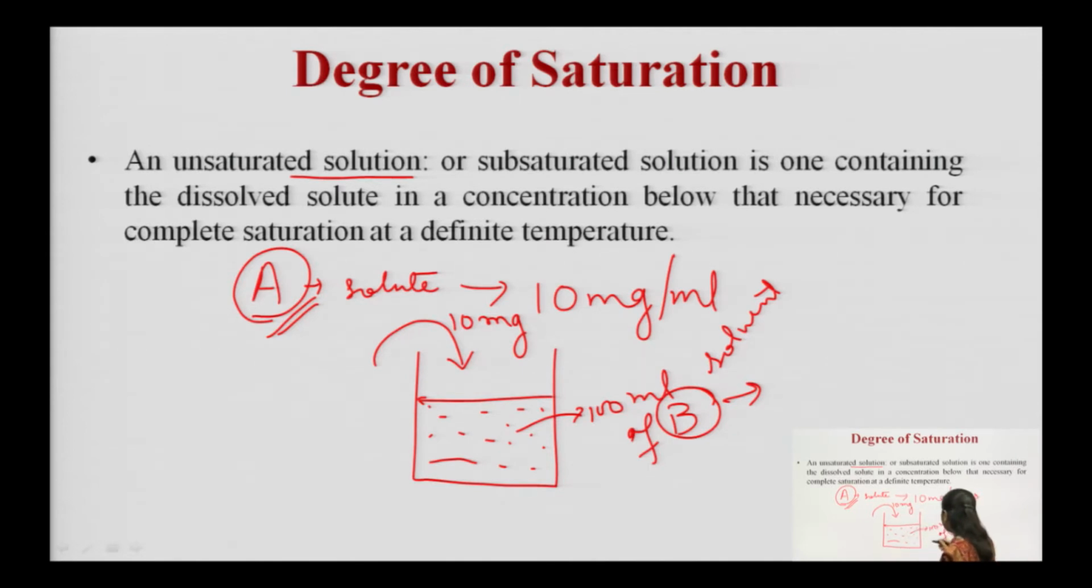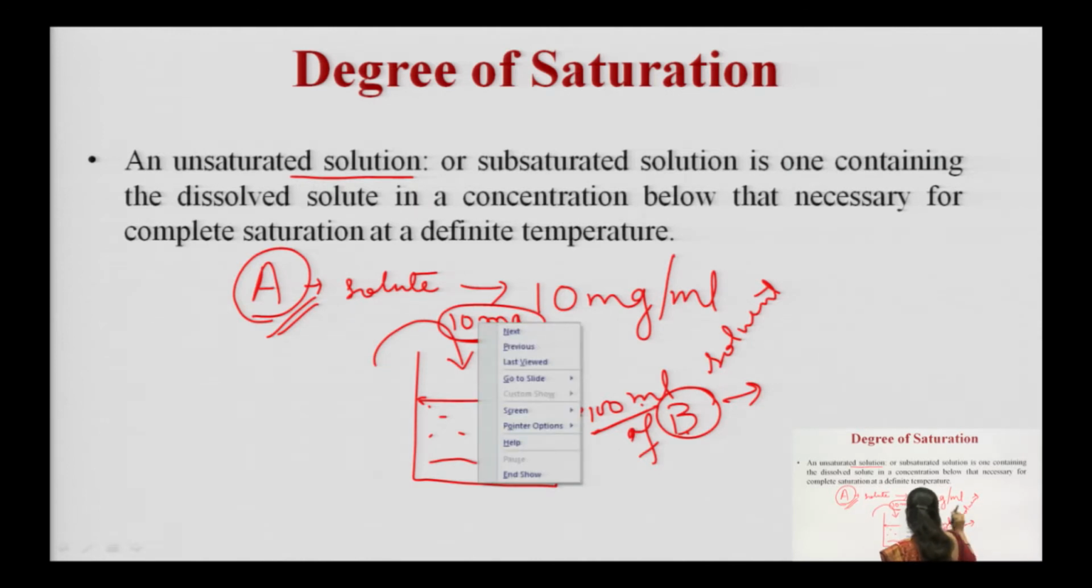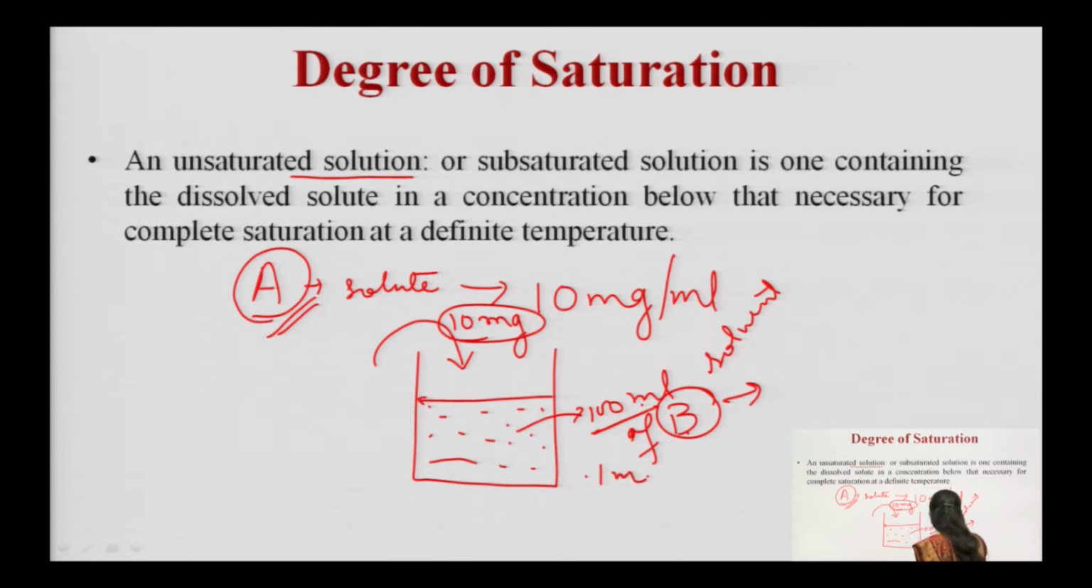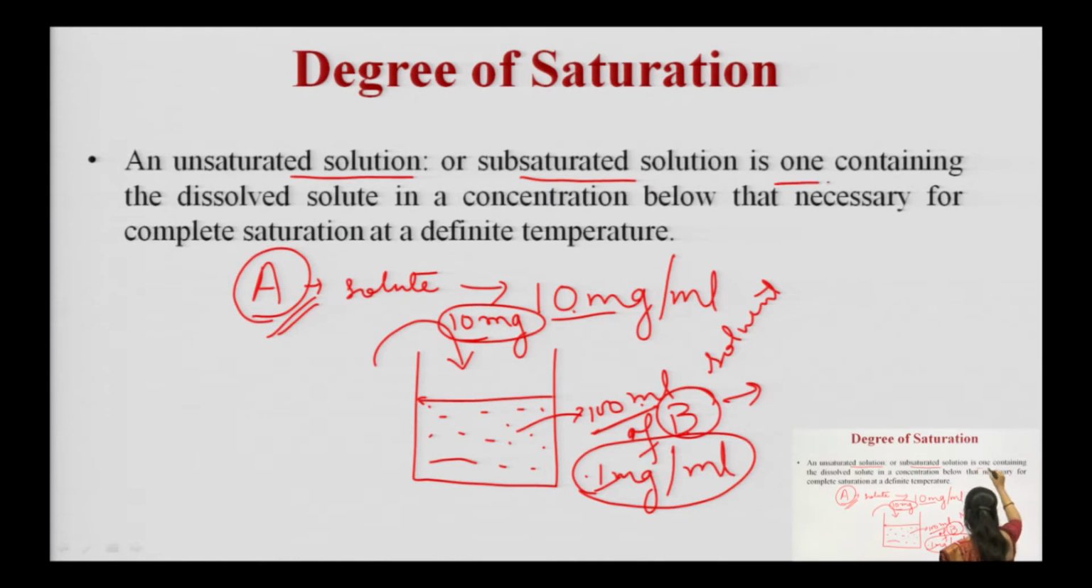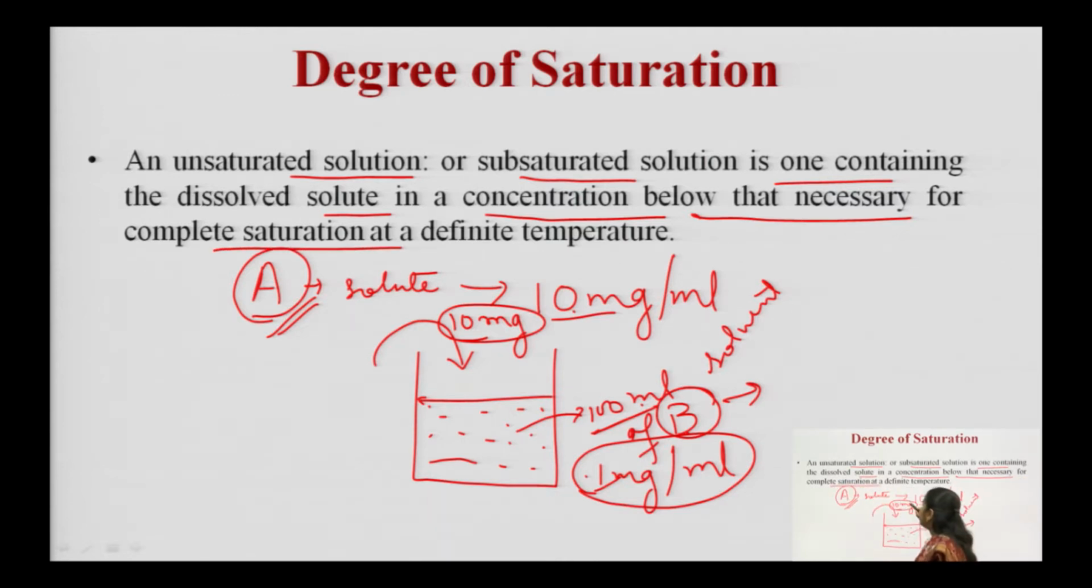So, now we can say that in 100 ml of solvent B we have 10 mg of drug. That means the concentration in 1 ml will be 0.1 mg per ml, and this 0.1 mg per ml is much less than 10 mg per ml. So, we can say that an unsaturated solution, which can also be called a subsaturated solution, is one which contains dissolved solute in a concentration much below that necessary for complete saturation at a defined temperature.